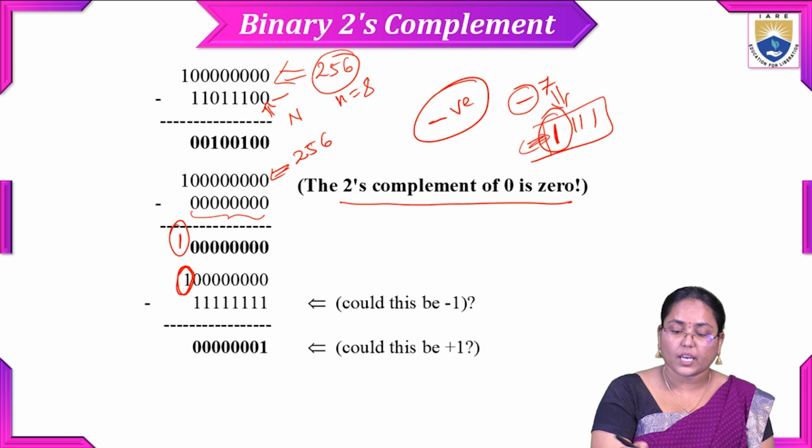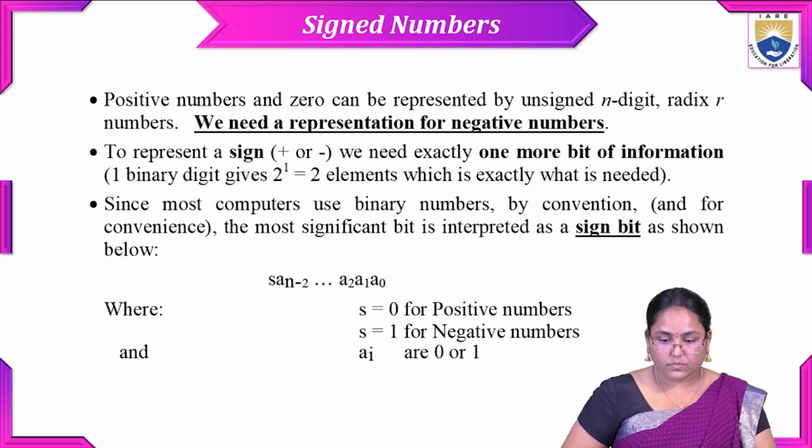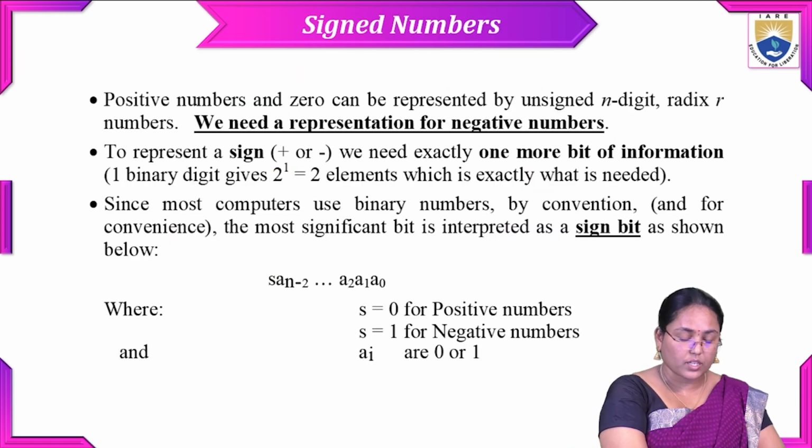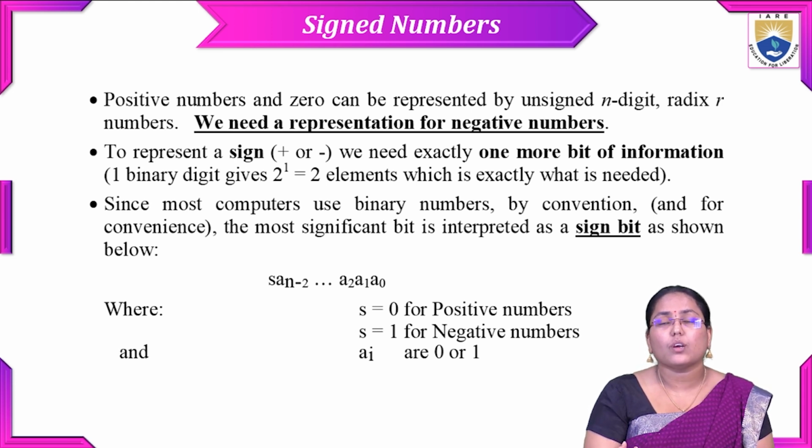Whenever we deal with any negative numbers, we have to be careful. Here comes the need for the proper consideration of signed numbers and unsigned numbers. Positive numbers and zero can be represented by unsigned n digit radix R numbers. We need a representation for negative numbers; we can't just represent them like that. To represent a sign, plus or minus, we need exactly one more bit of information. That is, one binary digit gives 2^1, that is 2 elements, which is exactly what is needed.